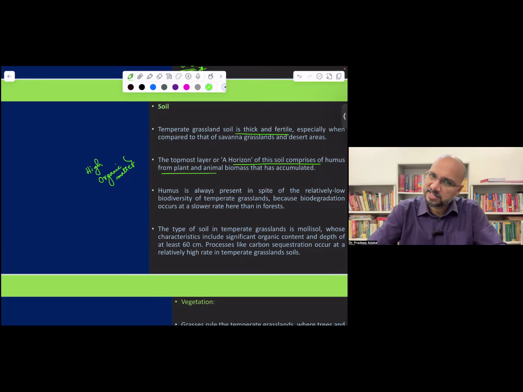For 5 to 6 months the temperatures are very low. Organic matter decomposition is almost negligible, you can say. It is very slow compared to your tropical areas where the decomposition is very fast. Here the decomposition is very slow, so organic matter will accumulate.